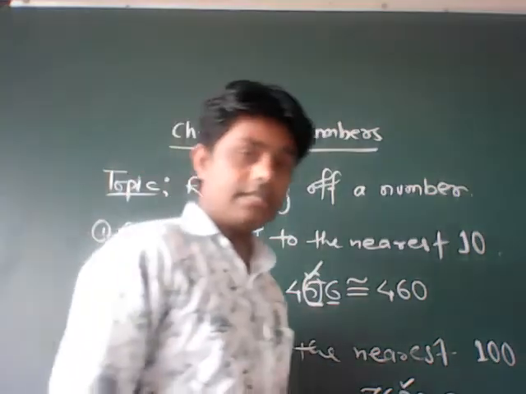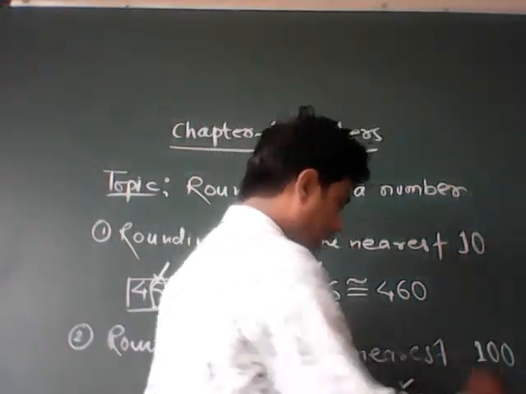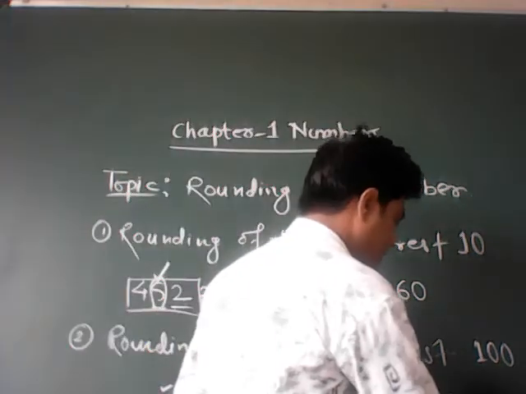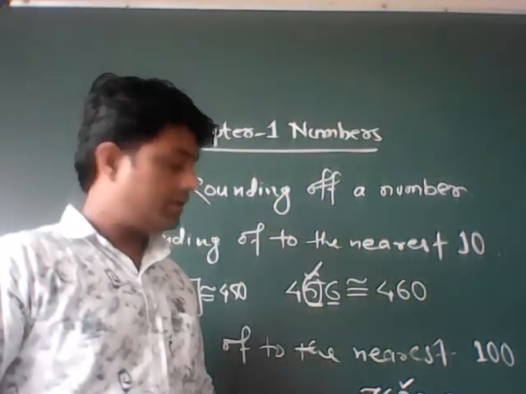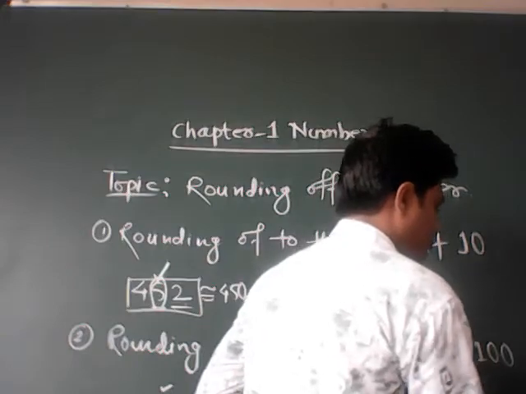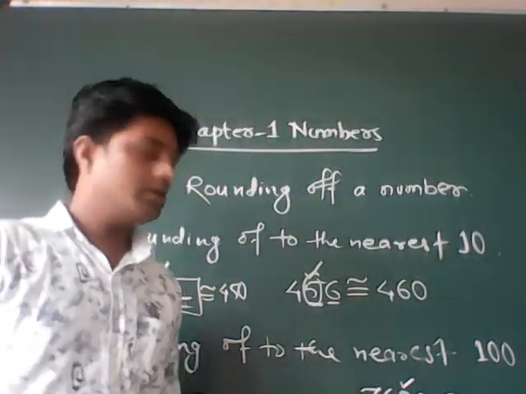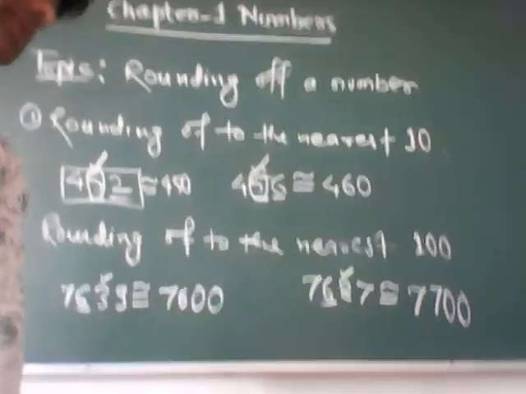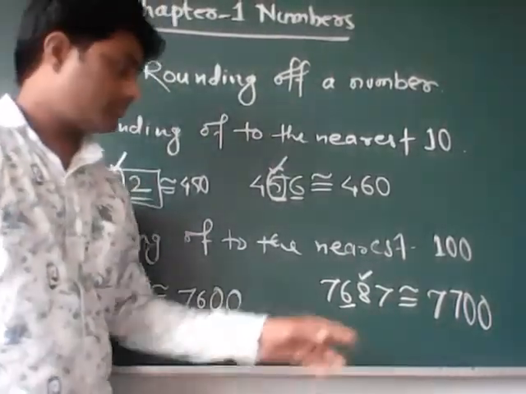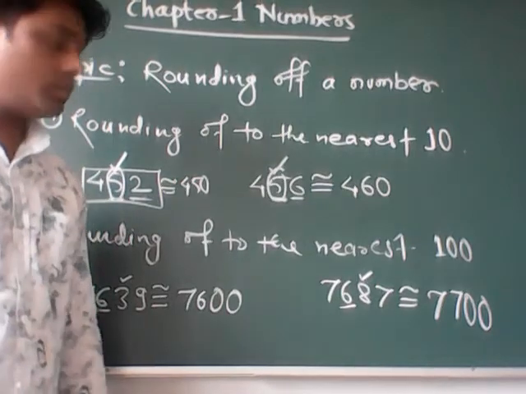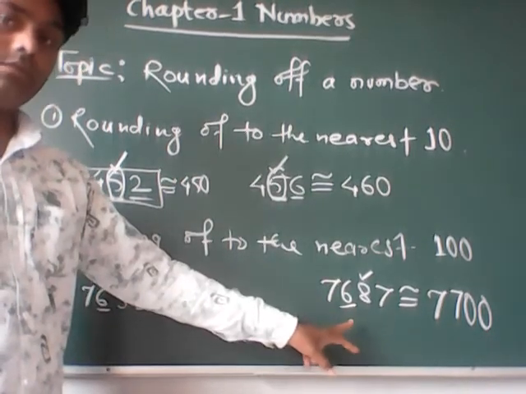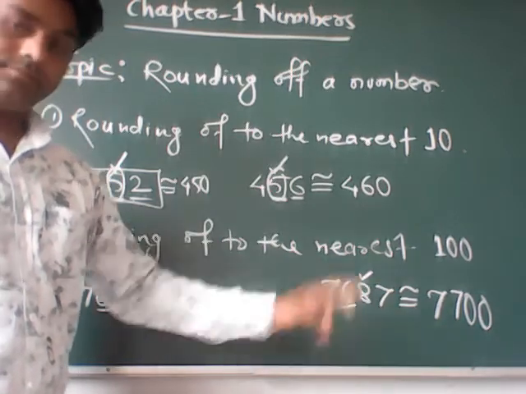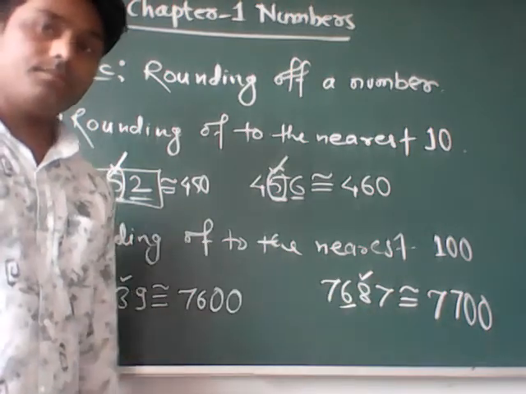And in the other case, 7, and then what is the rule? We have to add 1, so this 6 will become 7, and these two will be 0. Right, so this number will be 7700. You can see what kind of changes: this 6 has become 7, and these two become 0.